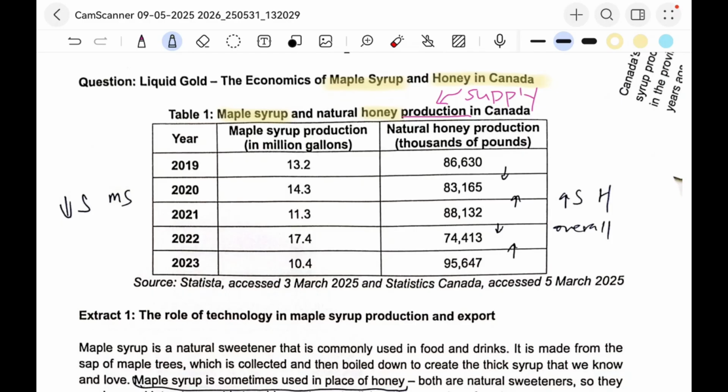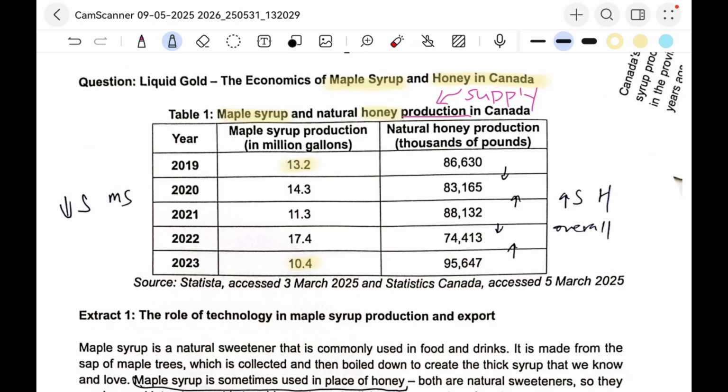So these are things that you can keep at the back of your head when you read through the case, because sometimes they may ask you about the relationship. How does one impact the other, for example? Okay, so when we see the maple syrup production across 2019 to 2023, we see that it generally falls because you have 13.2 million in 2019 and 10.4 in 2023. So it means that generally across the 5 years it has decreased.